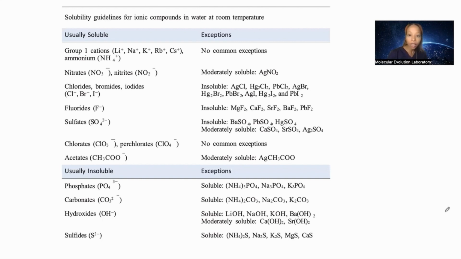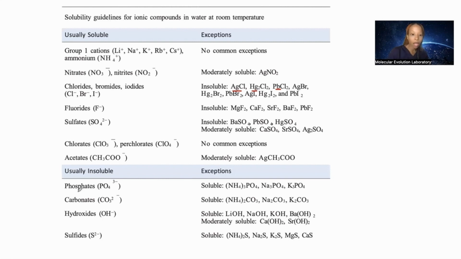The exceptions, insoluble, are silver, mercury, lead: silver chloride, mercury chloride, lead chloride, silver bromide, mercury bromide, lead bromide, silver iodide, mercury iodide. Insoluble are also magnesium fluoride, calcium fluoride, strontium fluoride, barium fluoride, lead fluoride. Insoluble: barium sulfate, lead sulfate, mercury sulfate.